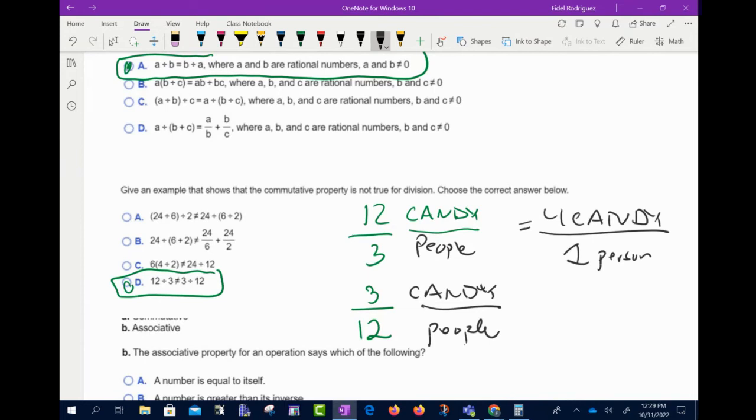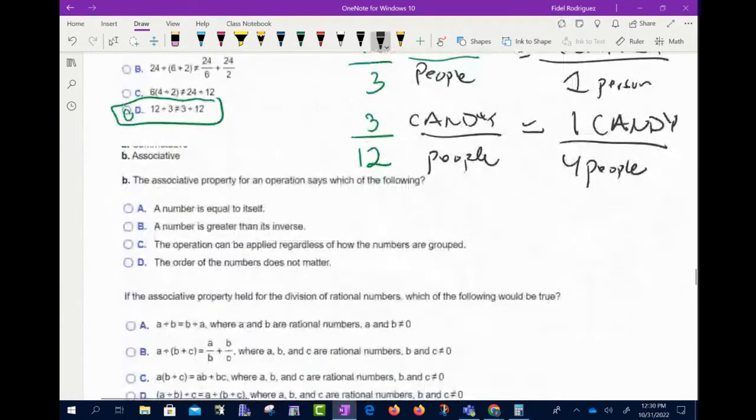The number on the top represents the number of candies. The number on the bottom represents the number of people. If there was 3 candies, but there was 12 of us, that would be a very different scenario. That would mean there would be 1 candy for 4 people. If there was 12 candies and 3 of us, we each get 4 candy bars, right? But if there's only 3 candy bars and there's 12 of us, that means among 4 of us, we have to share 1 candy bar. Hey, that's a really different scenario, right? So that's why we say the commutative property does not hold, okay?